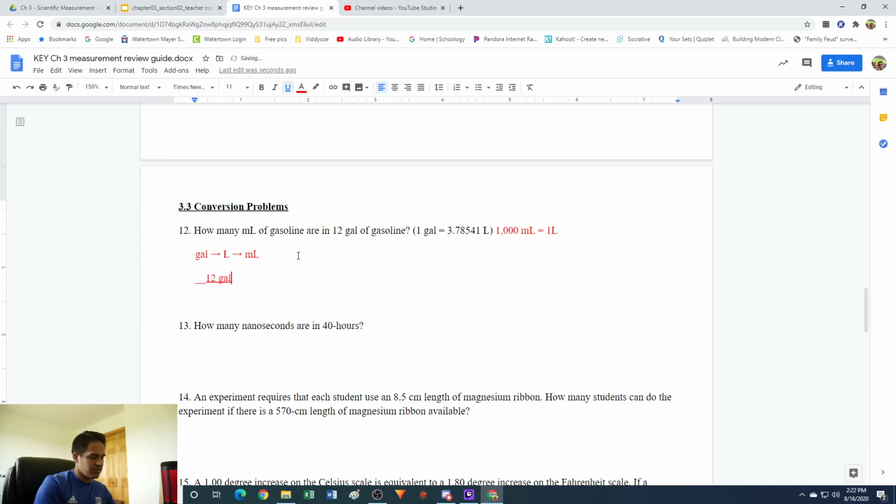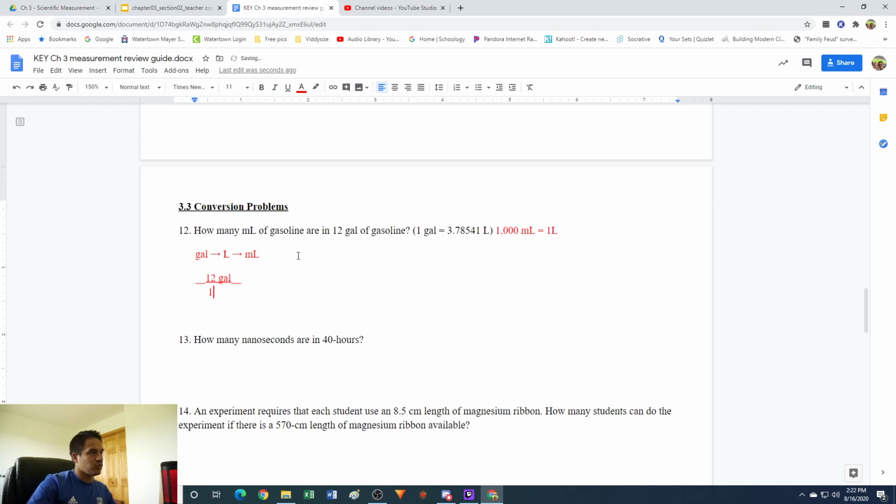We have 12 gallons of gas, and we can put it over 1 if you want to make it a fraction. And the first conversion, we're going to go from gallons to liters. We're going to use the conversion factor that they're giving to us in the problem. We'll have 3.78541 liters on the top, and we want to have the 1 gallon on the bottom because we have gallons here. We want to have the same unit on the bottom so that they cancel out. So gallons will cancel out like this.